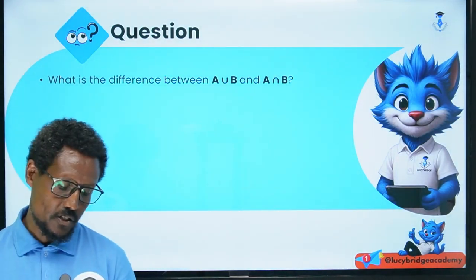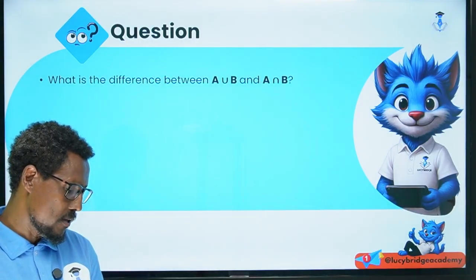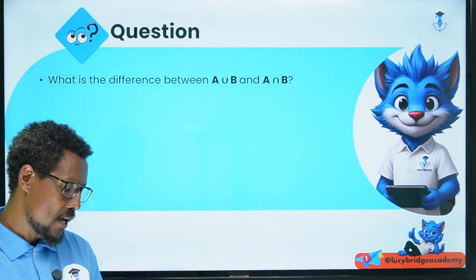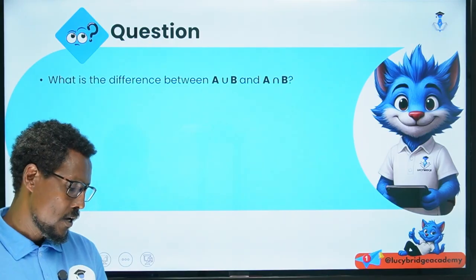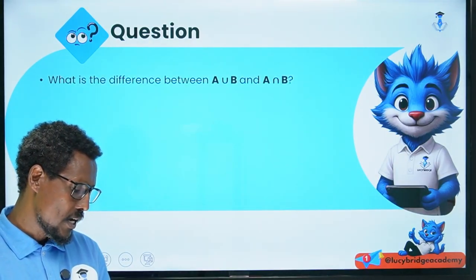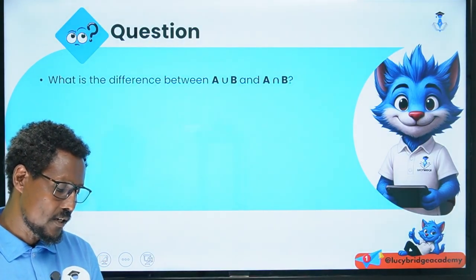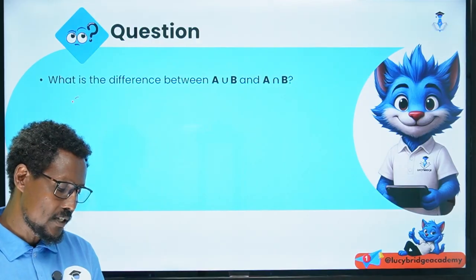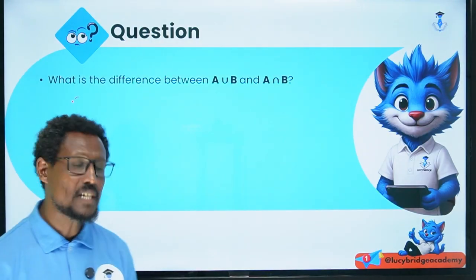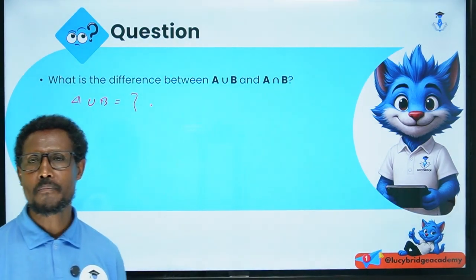What is the difference between A union B and A intersection B? We have to define them. A union B is those elements in A or in B. But A intersection B is elements in both A and B: X is an element of A and X is an element of B. That is the difference.